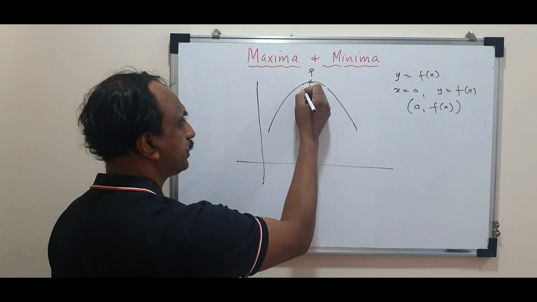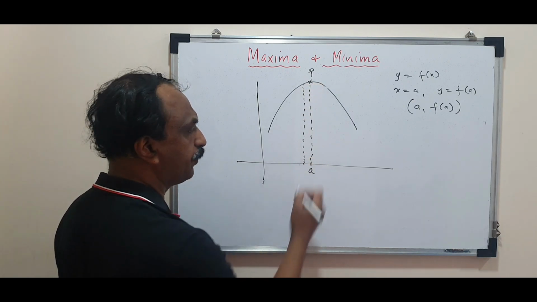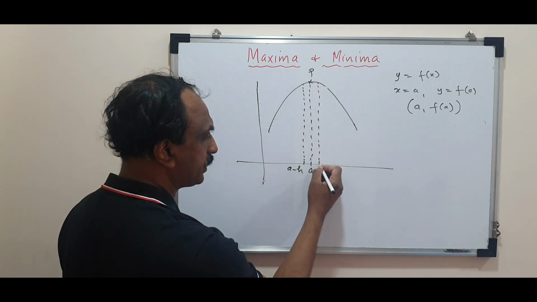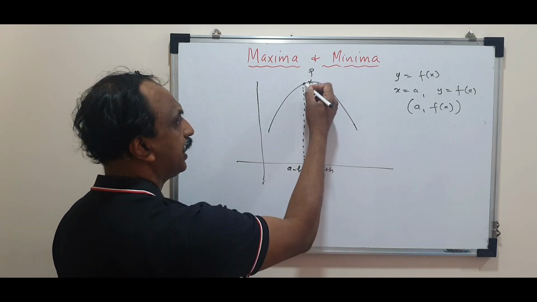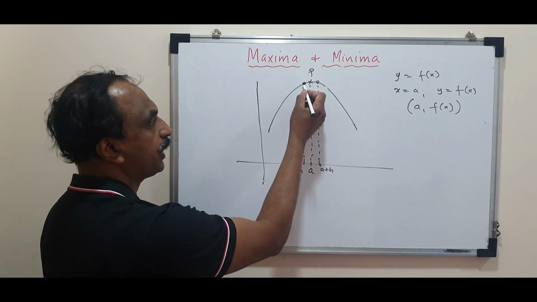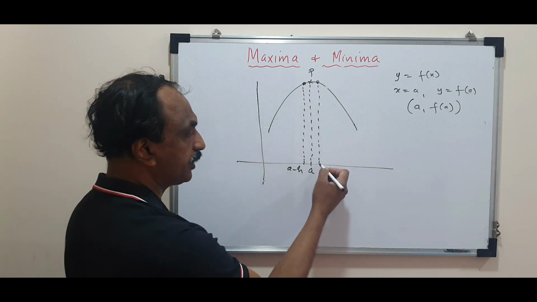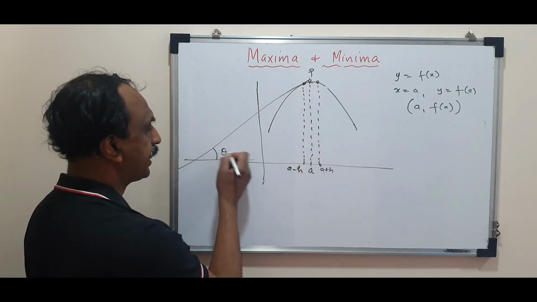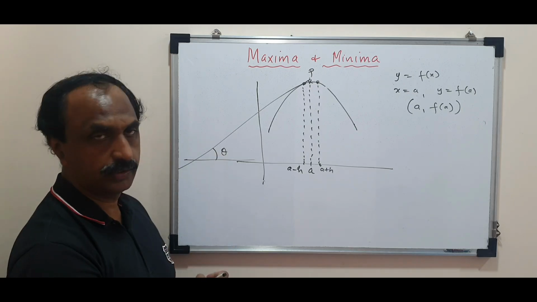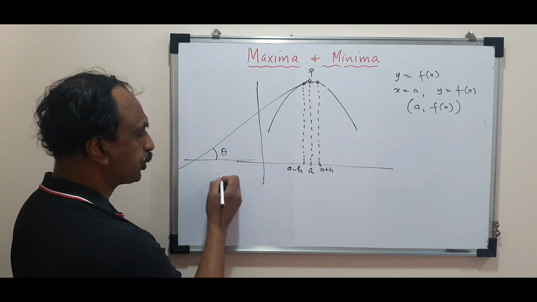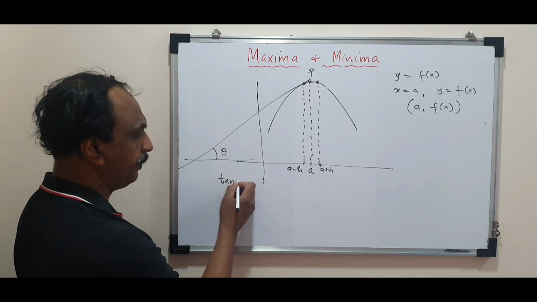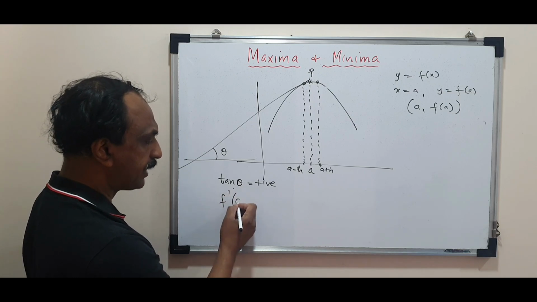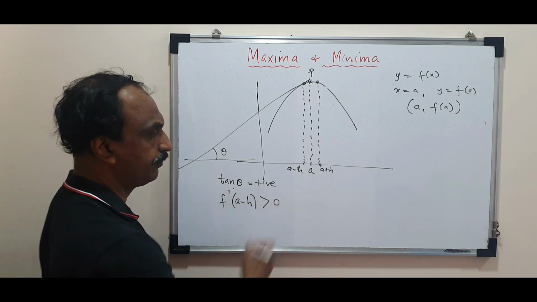Let's have a look at the point just before a, which we denote as a minus h, and also at a plus h. That means the x coordinate of this point is a minus h, and the x coordinate of this point is a plus h. If I draw a tangent here, this angle is theta. Theta is acute, so the slope will be positive. So tan theta will be positive here. What do we mean by tan theta? It is the slope. So f dash of a minus h will be positive.